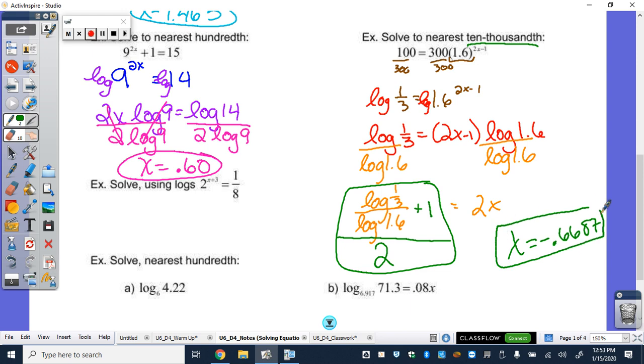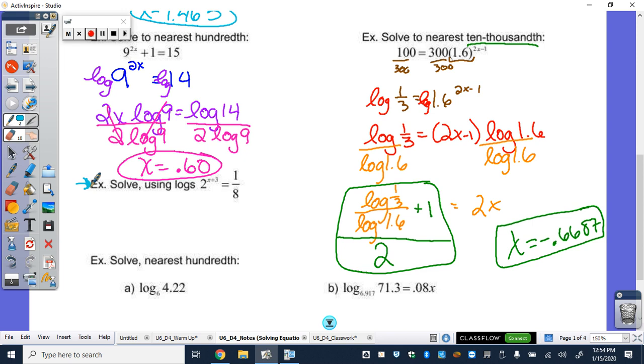Should end up with a negative 0.6687. Next one. 2 to the x plus 3 equals 1/8.